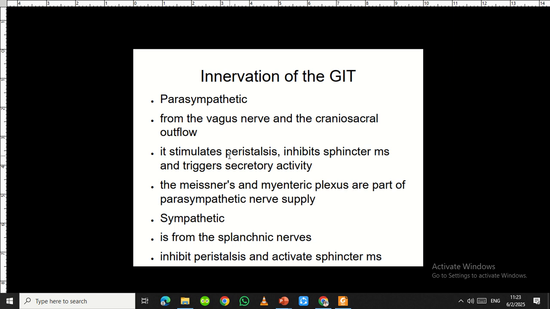As for the sympathetic, it is going to come from the splanchnic nerves, and it's going to be responsible for inhibition of peristalsis and activates the contraction of sphincter muscles.